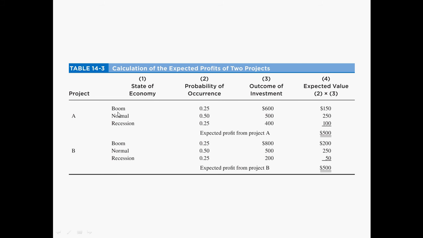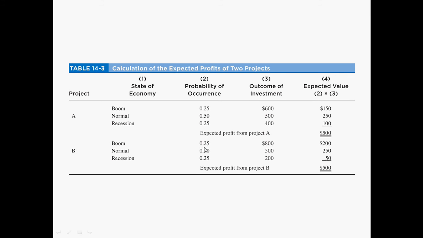Now suppose we have two projects, A and B. Both projects return more in the boom, you notice. In a normal economy, they return the same amount, 500. But in a boom, Project A returns 600 and Project B returns 800. In a recession, Project A returns 400 and Project B returns 200. Now, same probability distribution, because whether it's a boom or a recession isn't going to depend on which project you pick. The company's much too small to influence the state of the economy as a whole.